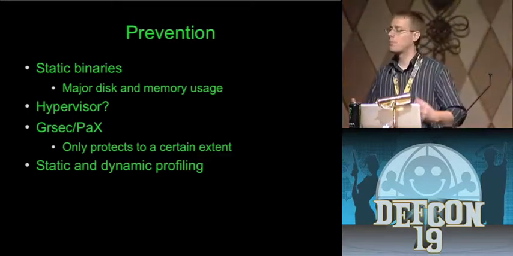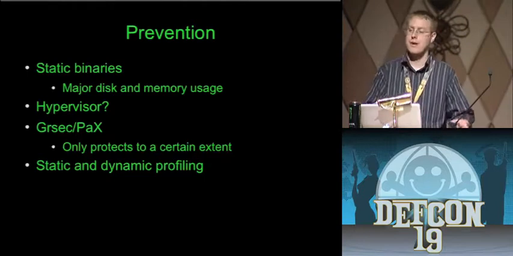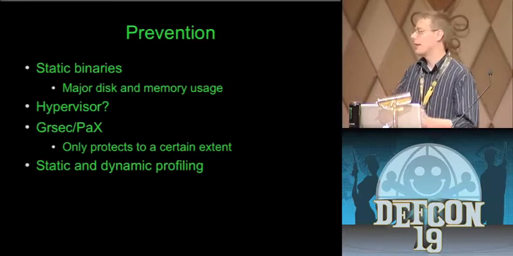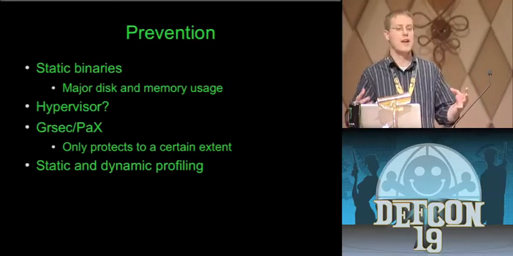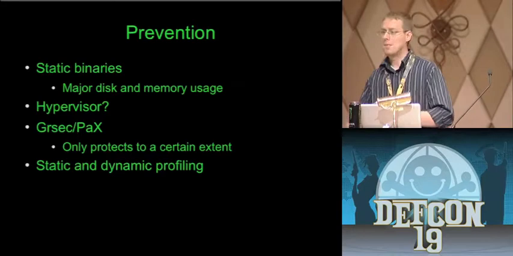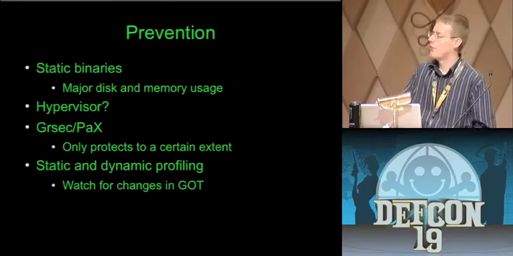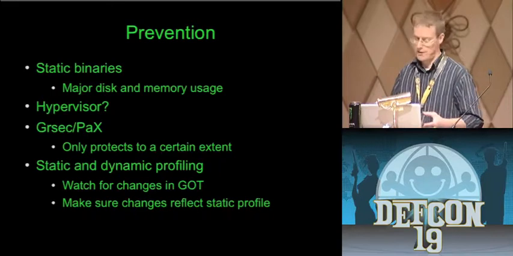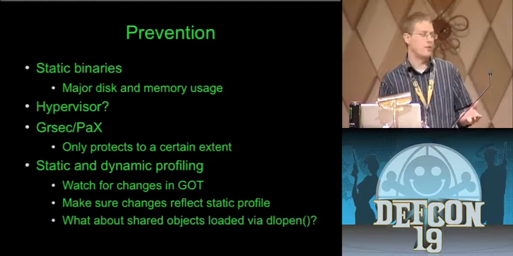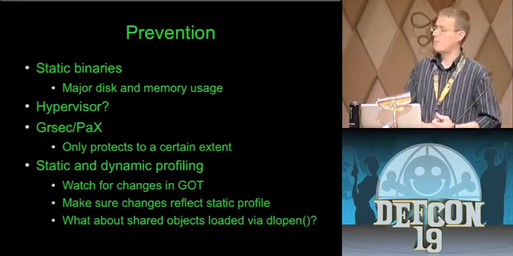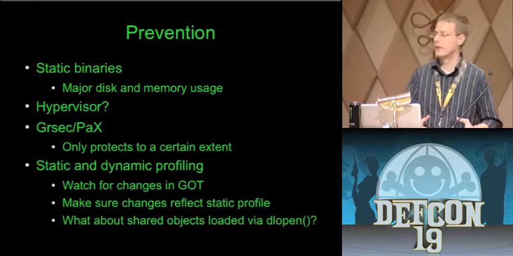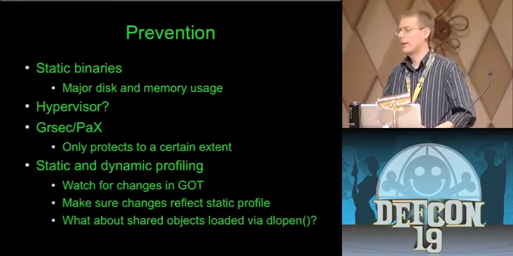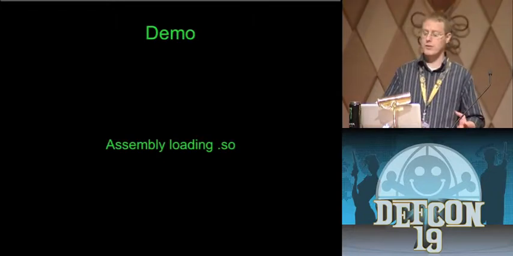So you can profile the program before it's even run and say this is what it's going to do. These are the kind of shared objects and things that it's going to run. And you can dynamically check while it's running whether the dynamic profile matches the static profile. You'll watch for changes in the global offset table, and you'll make sure changes reflect the static profile. But what about shared objects loaded via dlopen? The static profiling doesn't help with plugin architectures. Like just about every program that you use today, Firefox, Pidgin, Apache, it's all plugins.